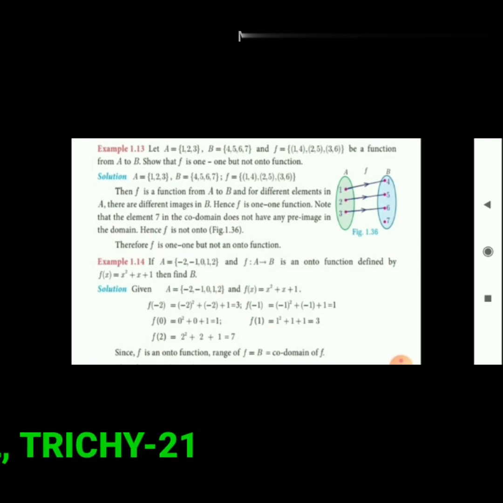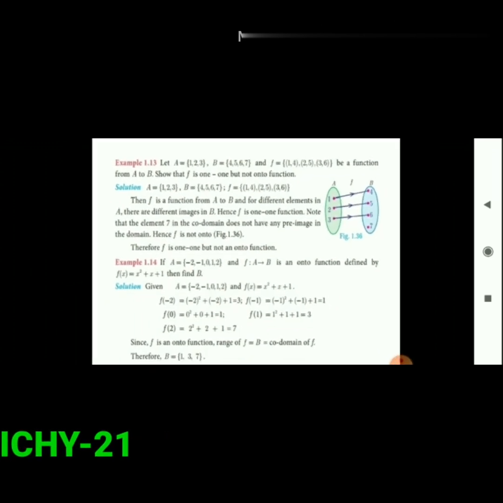So f is an onto function. So range of f equal to B is equal to codomain of f. Therefore set B is equal to {1, 3, 7}.